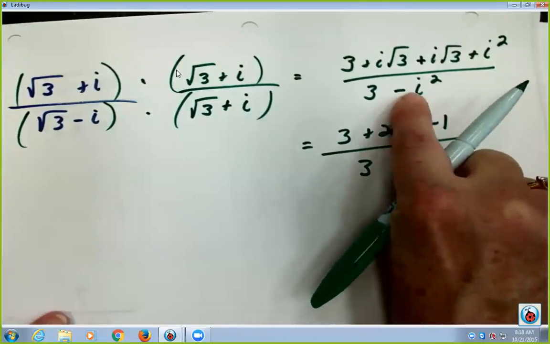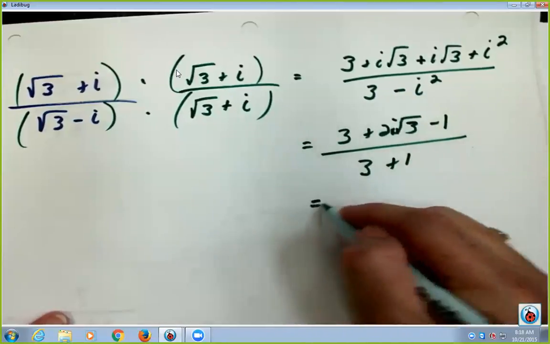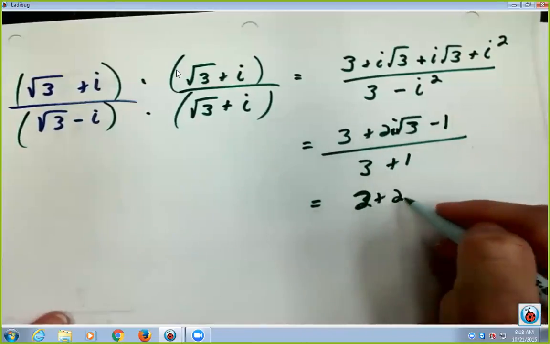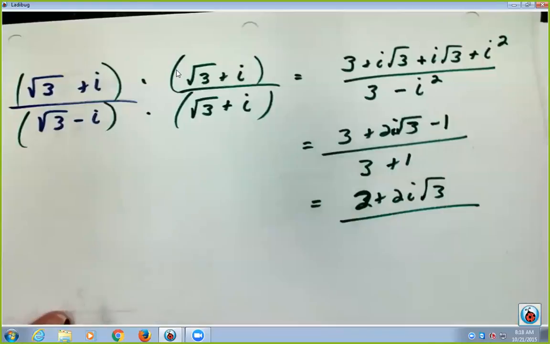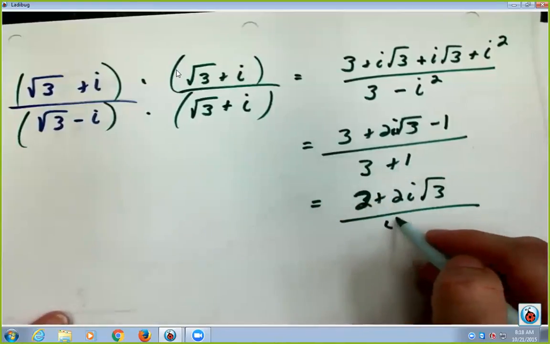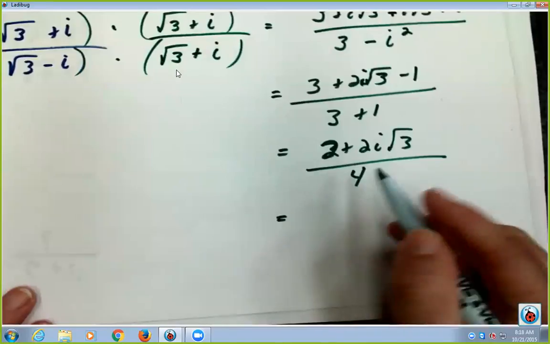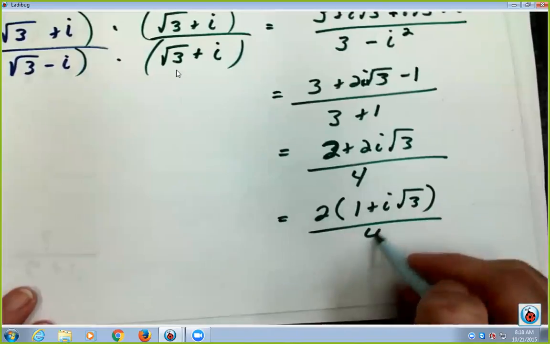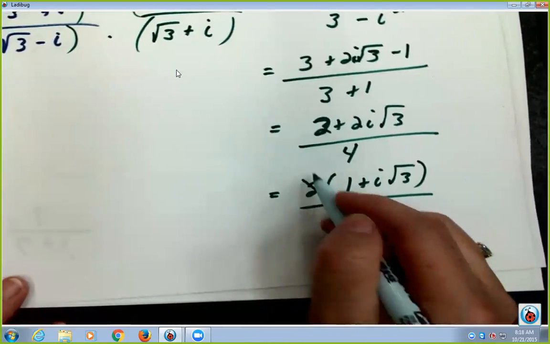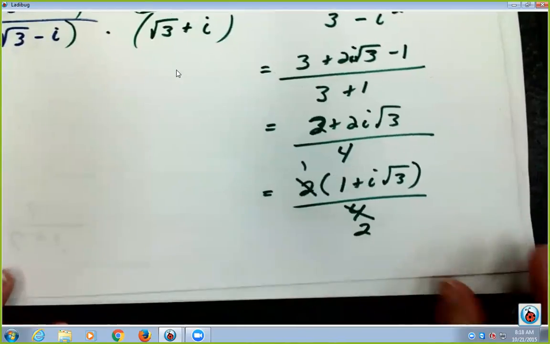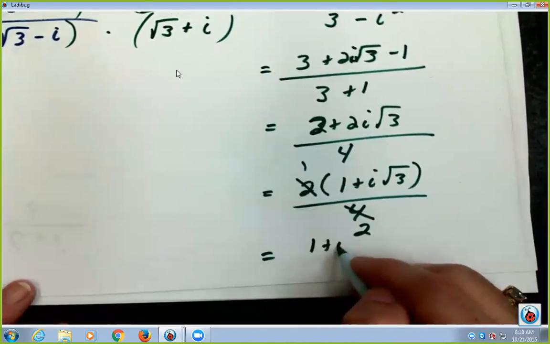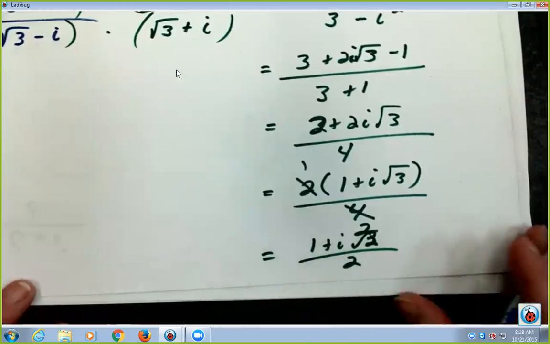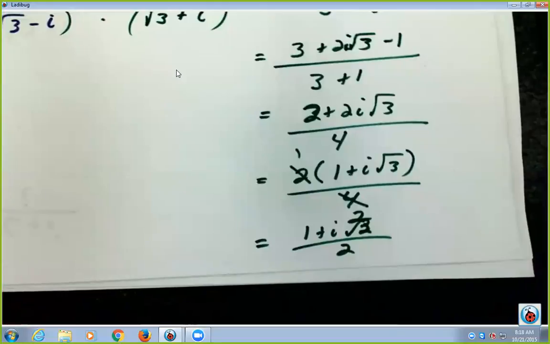Square root of 2 is a negative 1 times a negative 1 is a plus 1. So I'm left with 3 minus 1 is 2, plus 2i square root of 3, all over 3 plus 1 is 4. But I can pull out a 2 and cancel out and reduce stuff. 2 goes into 2 once, 2 goes into 4 twice. So my final answer is 1 plus i square root of 3, all over 2. And so that becomes my answer to this one.